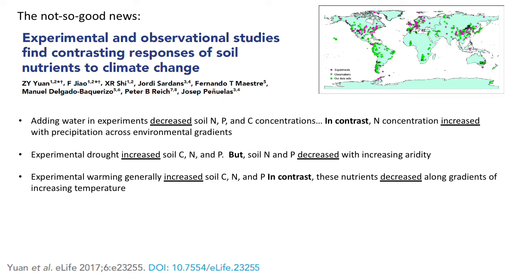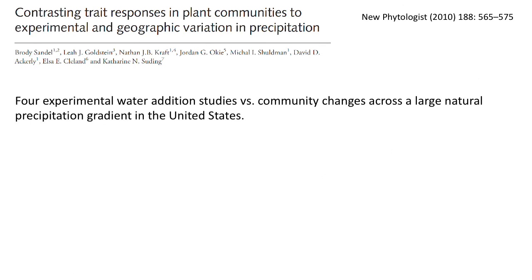So they found that across all of these experiments, when you add water, you might decrease soil nutrients. But if you look at how those soil nutrients vary across precipitation gradients where it gets wetter, those nutrients tended to increase. So you got the opposite response with water additions. They found the same thing with water reductions. Experimental drought increased these soil nutrients, but if you looked at these responses across aridity gradients, they decreased. And then finally, they looked at warming experiments as well and saw the same thing. Experimental warming generally increased these nutrients, whereas they decreased along gradients of increasing temperature across the landscape.